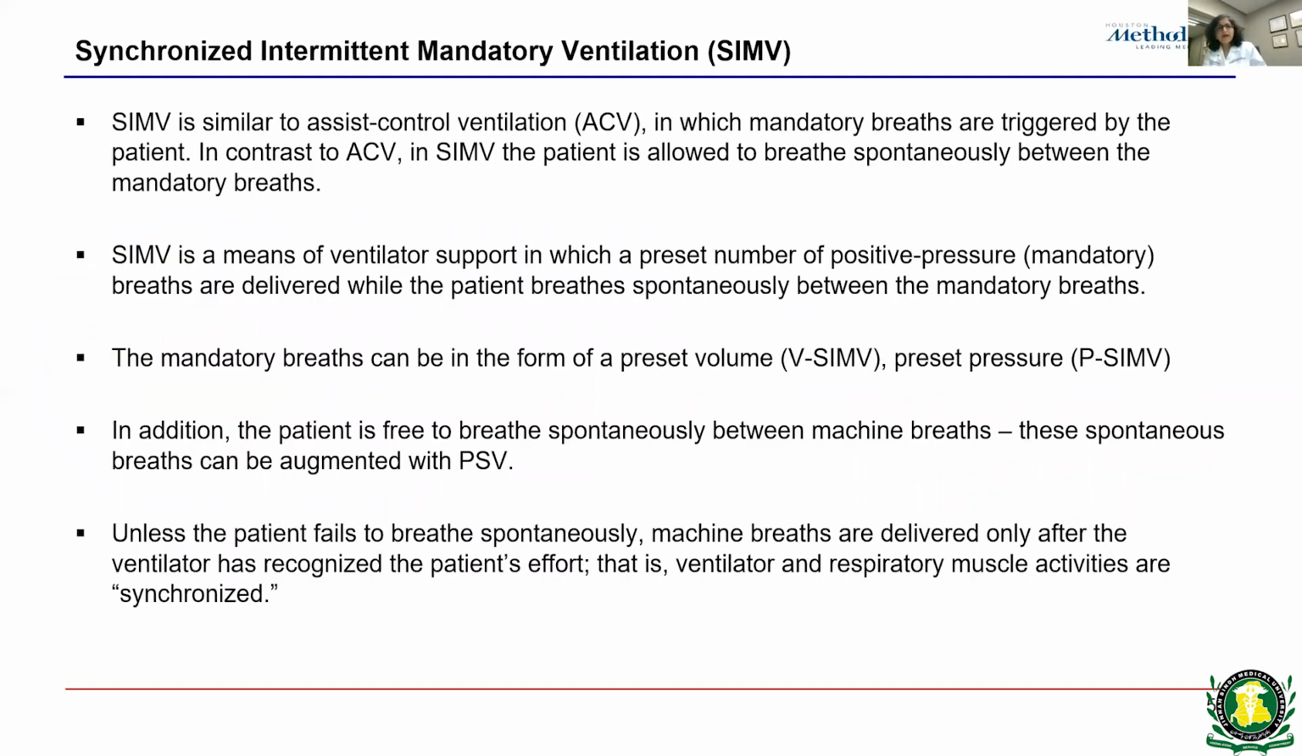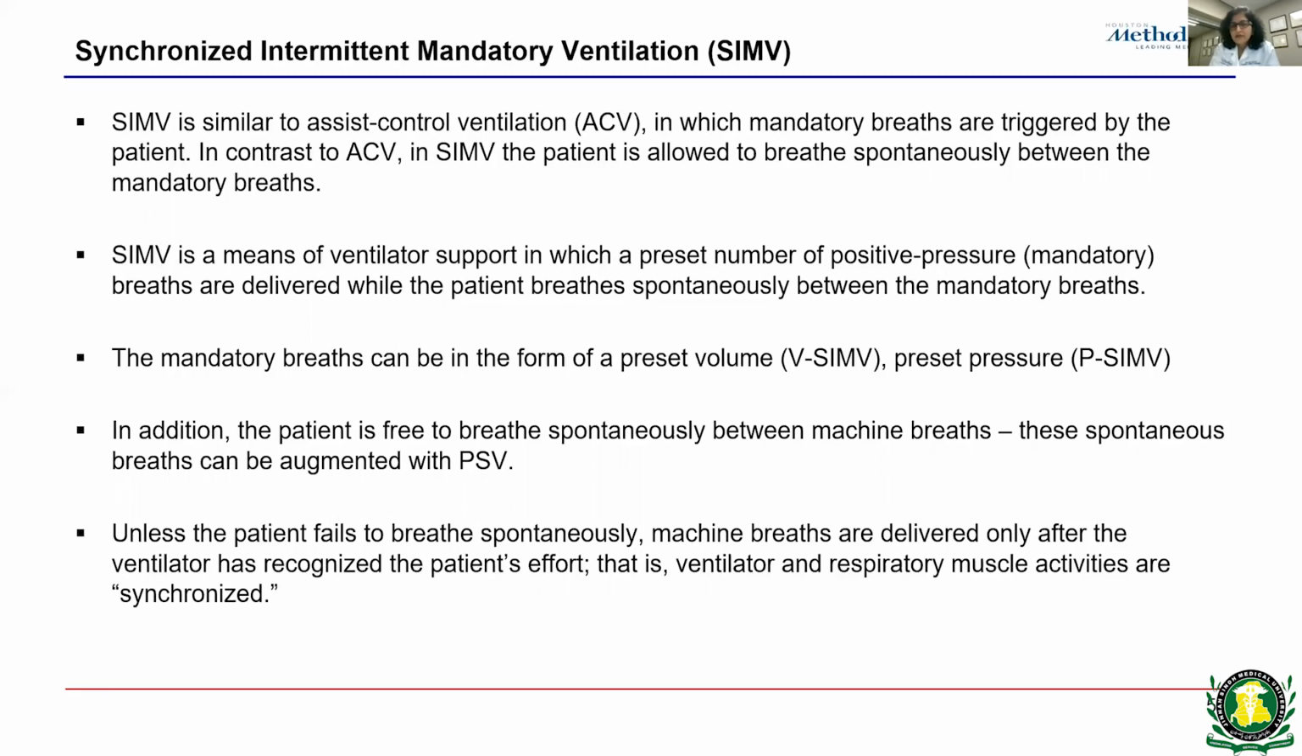Moving on to SIMV, or synchronized intermittent mandatory ventilation. Now, SIMV is similar to assist control, in which mandatory breaths are triggered by the patient. In contrast to assist control, in SIMV the patient is allowed to breathe spontaneously between those mandatory breaths.